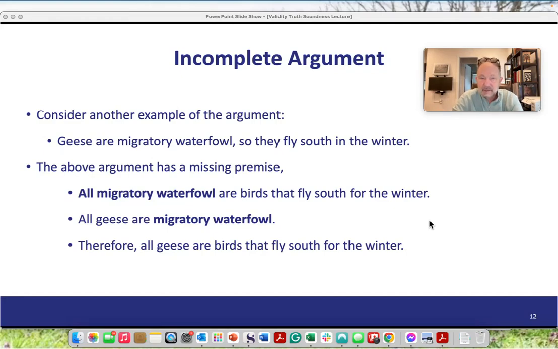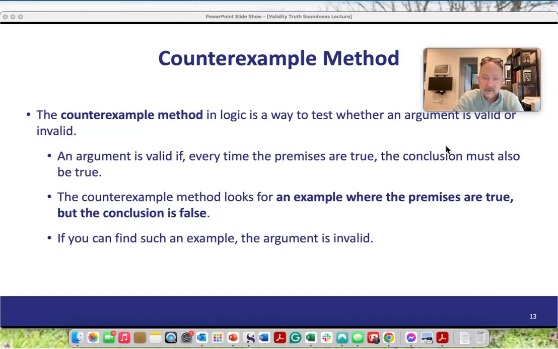It's pretty much common sense. If you read this, you might say that doesn't feel right. I mean, how do I know they fly south in the winter? You might not immediately go, well, it's missing a premise, but that's the feeling you have. So use your own common sense when you're looking at these things.